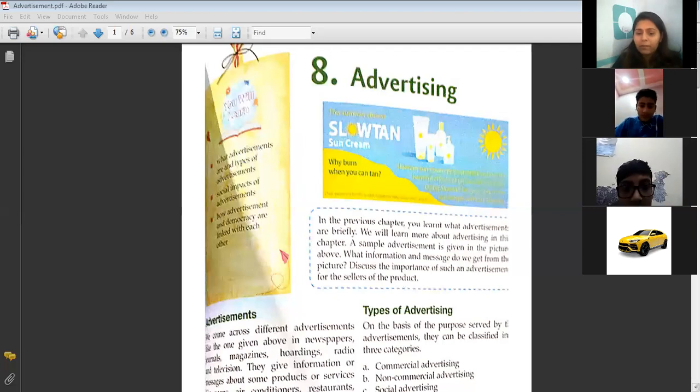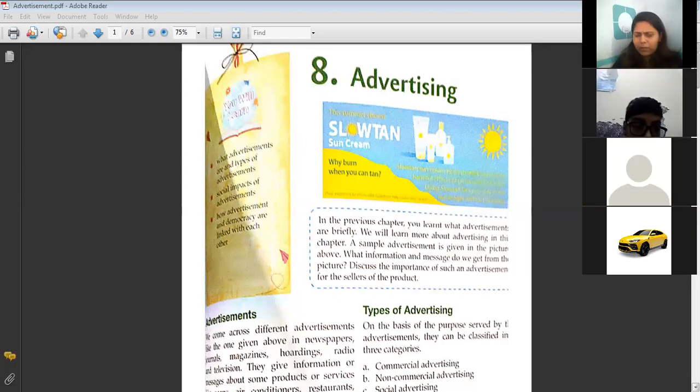In the previous chapter, we learned about advertisement very briefly. You can see this pamphlet here, children: the summer cream, Slow Tan sun cream, why burn when you can tan? In Hindi creative, we have done advertisement writing.